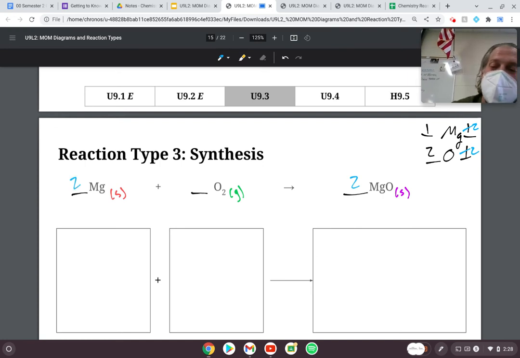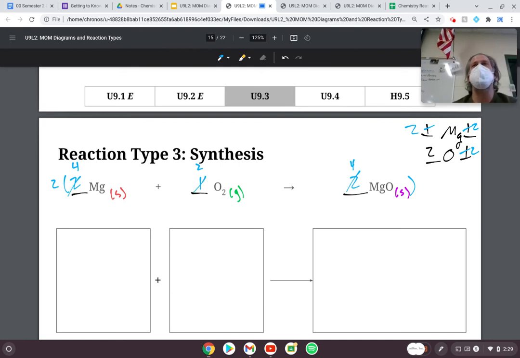oxygens. So I'm going to have to go back and add a coefficient of 2 on the reactant side for the magnesium, and then I have 1. So this is going to be another instance where we're going to double all of the coefficients. So we're going to have a 4, a 2, and a 4.